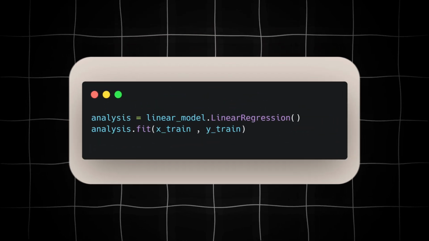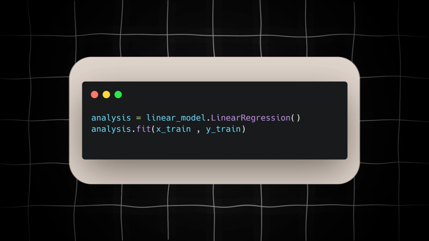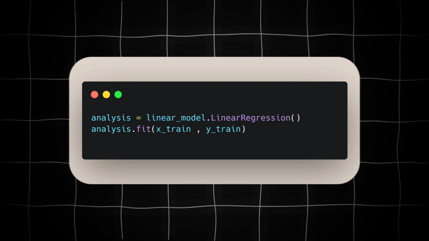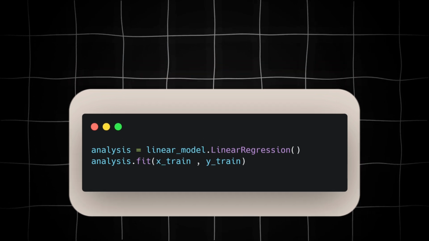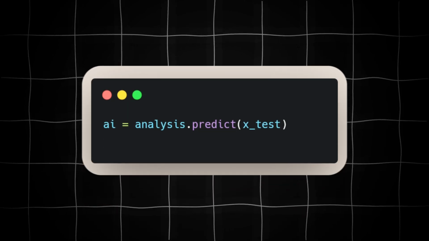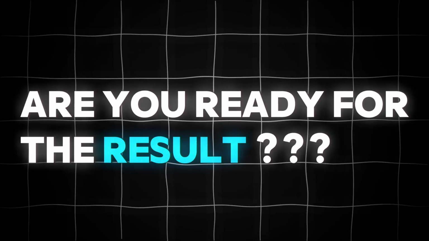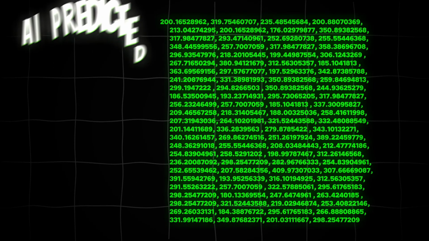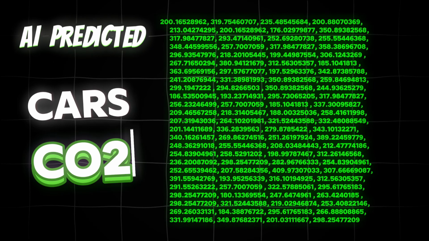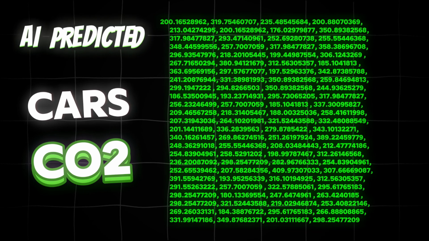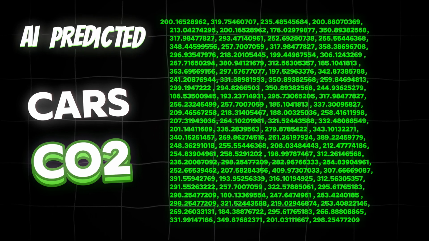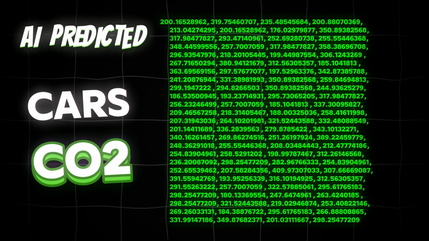As you can see here, with this code I can train my model with my x and y. And with this line of code, I can predict the new data and test my model. Are you ready for the results? And here is what the AI predicted for how much CO2 a car can make. And now we are going to measure the accuracy of this model.